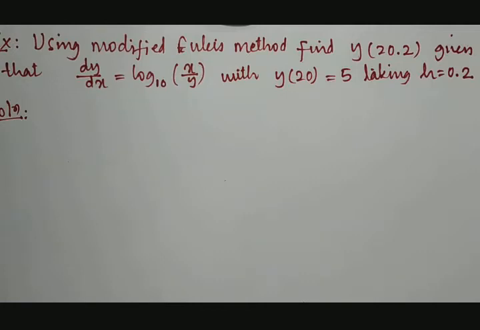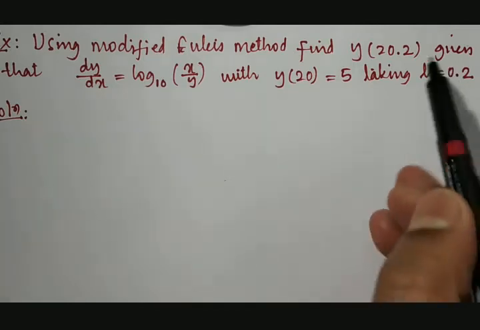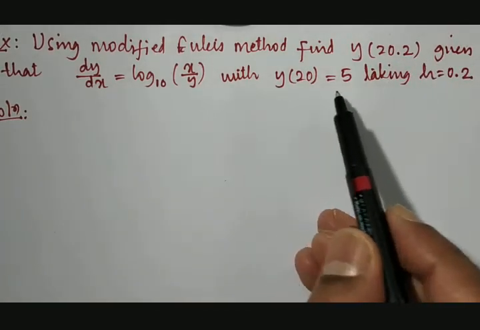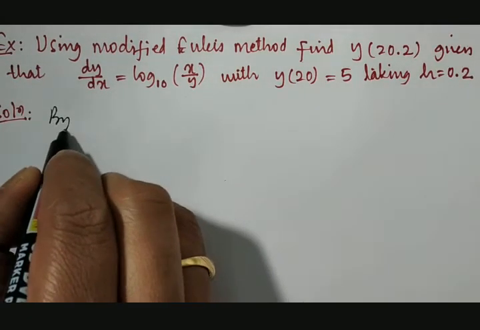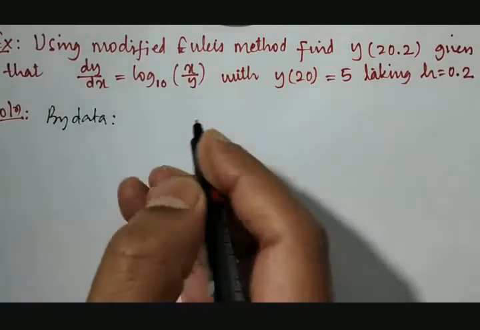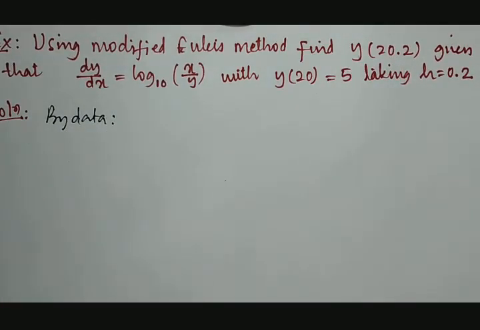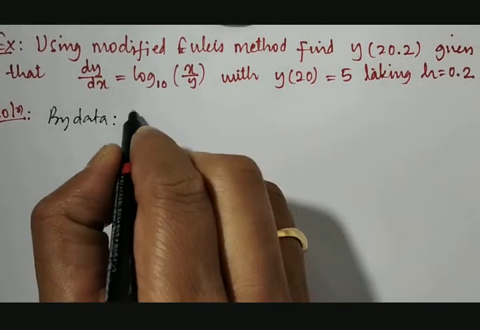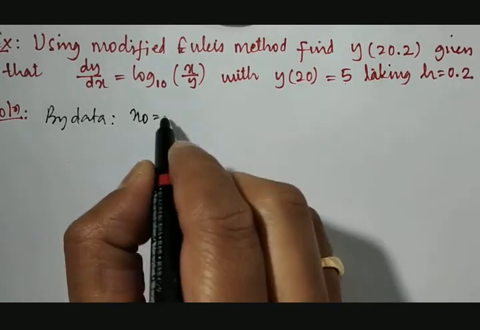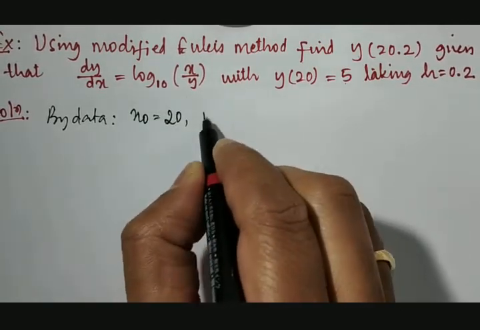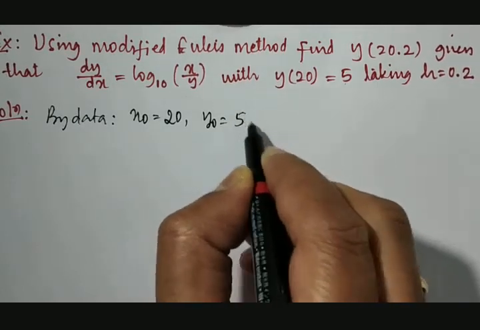In this session, we are going to discuss a unique example by using modified Euler's method to obtain a numerical solution of y of 20.2, where the initial values are given. Again, very first, we take the values from the given data. y of x naught equal to 5 means x naught is equal to 20. y naught is equal to 5.